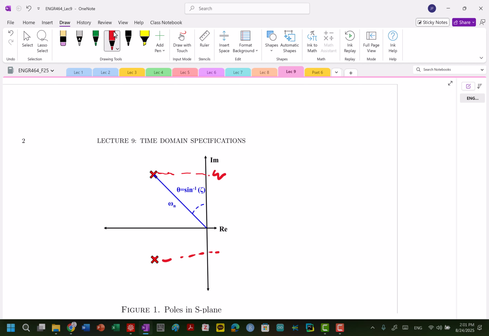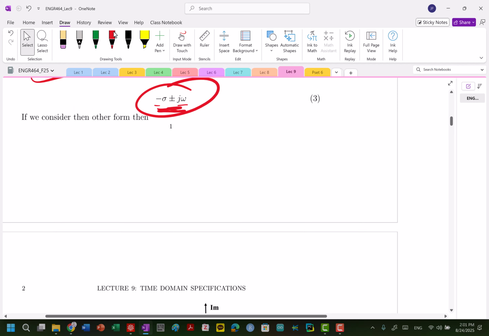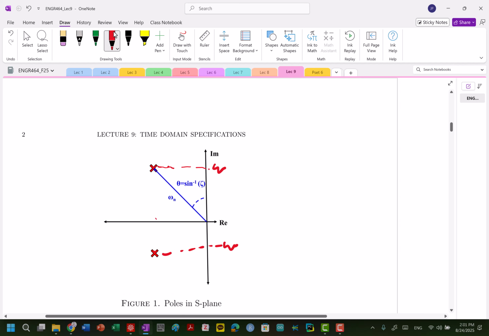Same thing here, minus omega. There are some symmetry things that we're going to talk about and show in later lectures. We know that the real axis intercept is going to be minus sigma, and it's going to be here. This distance from here to here is going to be my sigma. So you can look at it from that perspective.